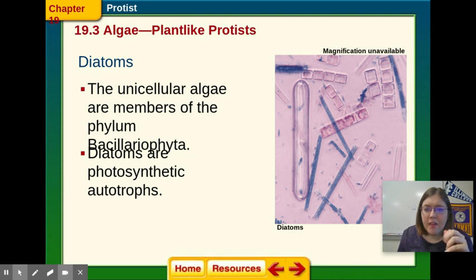We also have a type of plant-like protist called diatoms. These actually look like kind of broken glass. They're unicellular. They are in the phylum Bacillariophyta, and they are photosynthetic, and they are autotrophic, right? So they're also photosynthesizing. They have all different sorts of structures, but they are very pretty and they look very glass-like.